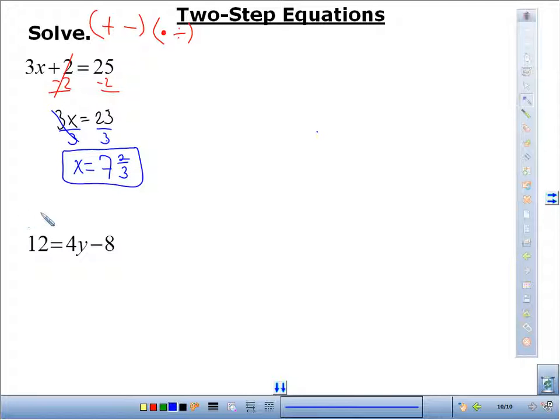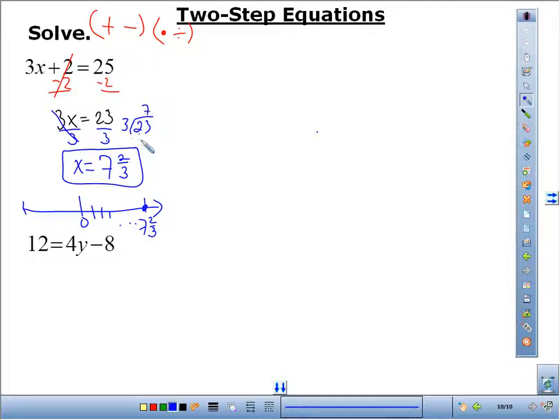Right? From there, if we were to plot it, here's your number line. 0, ... 7 and 2/3 is about right there. And I plot my point. Yes. To get the 2/3 is like this. 23 divided by 3. How many times does it fit in there? 7. That's 21. How many left over? 2. 7 is our whole number. 2 left over out of 3.